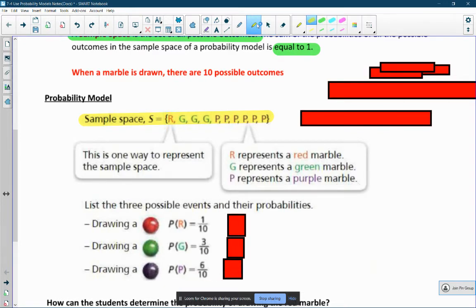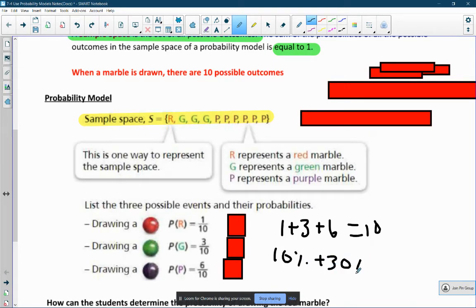Now, when you add these up, what you need in your head to say is 1 plus 3 plus 6 should equal 10, and it does. You've got to account for all that. So this would be the same thing as 10% plus 30% plus 60%. Those all add up to be 100%. Right? And that's key here. All the probabilities must add up to be 100.